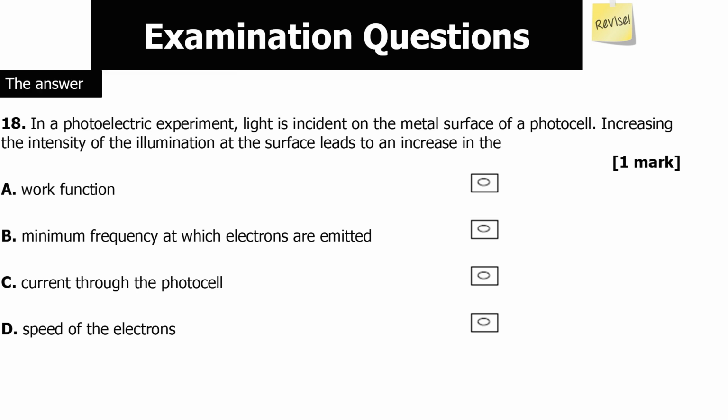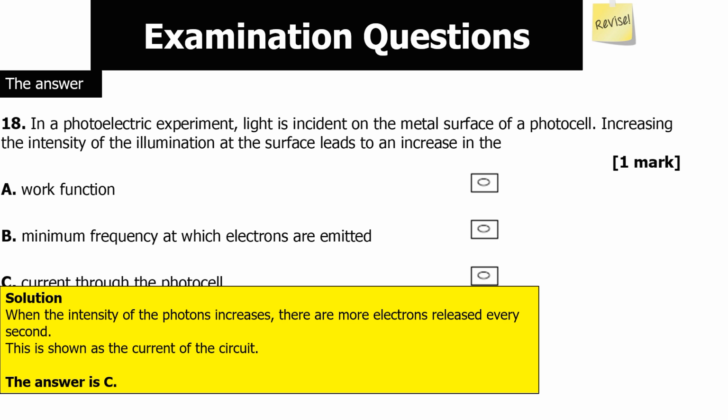Right, so the answer for this one is C, because when the intensity of the photons increases, there are more electrons released every single second, because the photons and electrons interact in a one-to-one ratio. So if there are more photons hitting the surface, there will be more electrons released. If more electrons are released every second, that will be shown in the current of the circuit, the rate of flow of charge.